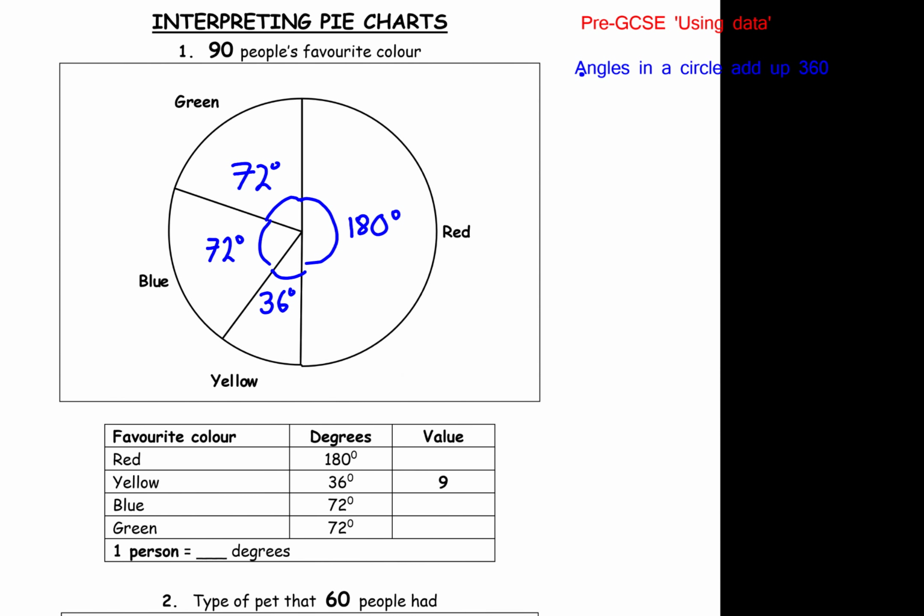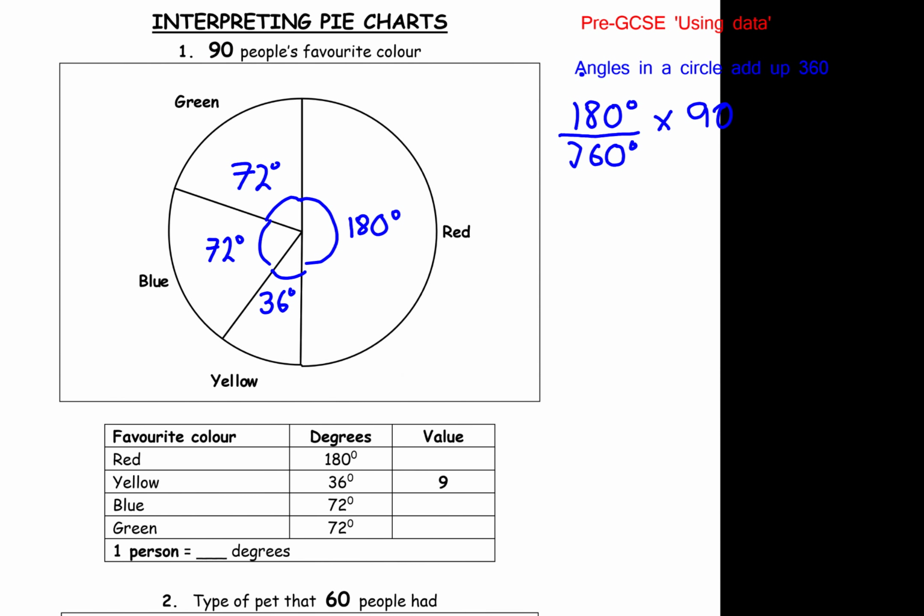So how do we do this? So let's look at this. It's telling us that red is, let's say, 180 degrees out of 360 degrees. Why? Because all the degrees in a circle add up to 360, and then I times that by the number of people. So what I've done there, I've said red is 180 degrees over 360 multiplied by the number of people.